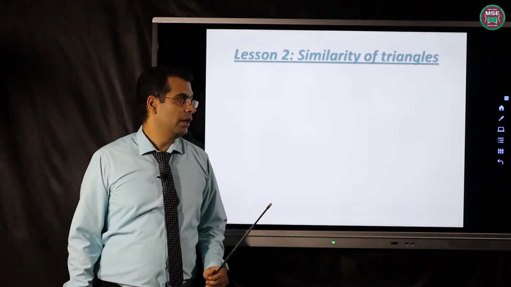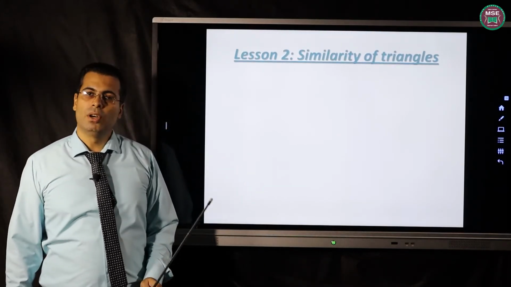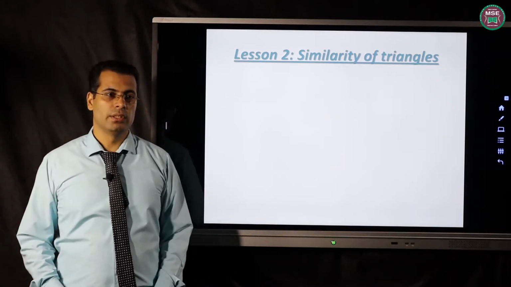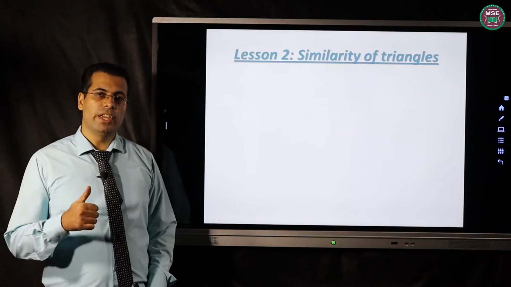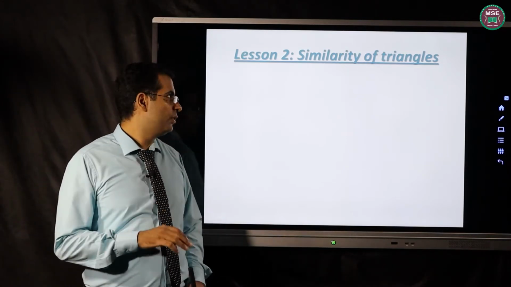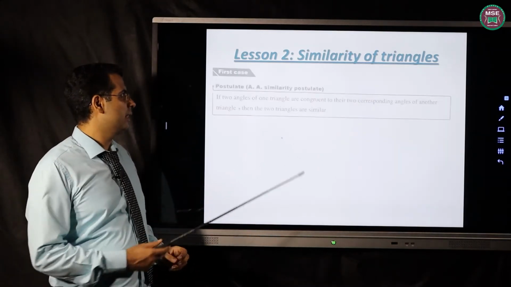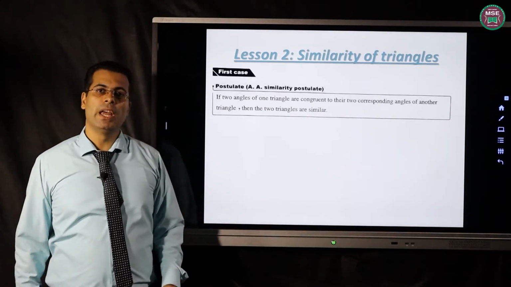Now we have the second lesson, which is similarity of triangles. We have three cases. The first case is AA, and each one of these cases is enough, only one case. What's the meaning of AA?